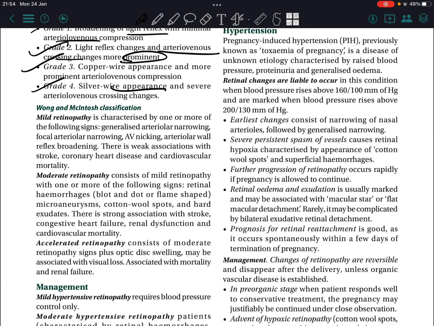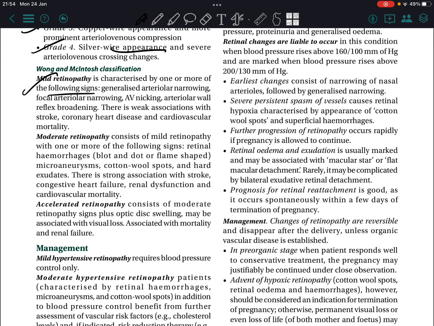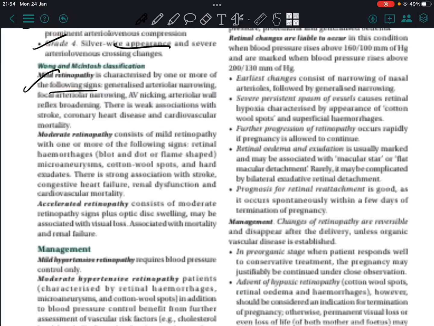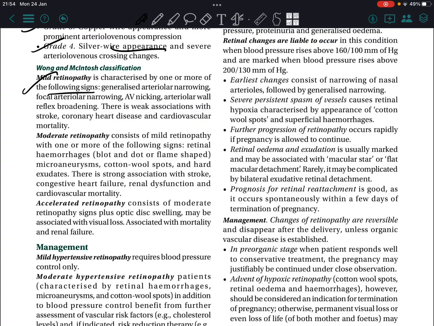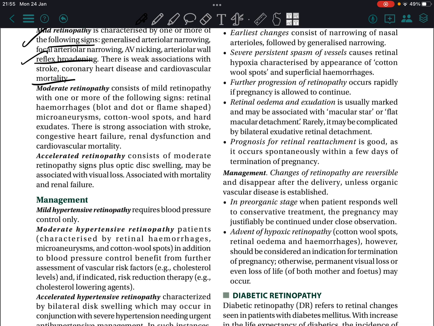Wong and Mitchell classification. Mild retinopathy is characterized by one or more of the following signs: generalized arterial narrowing, focal arterial narrowing, AV nicking, arterial wall reflex broadening. There is weak association with stroke, coronary heart disease, and cardiovascular mortality.